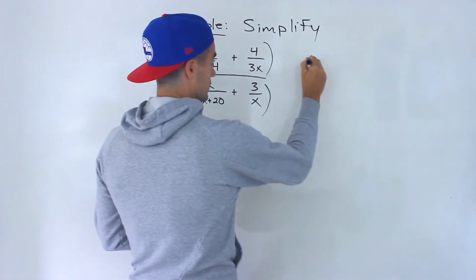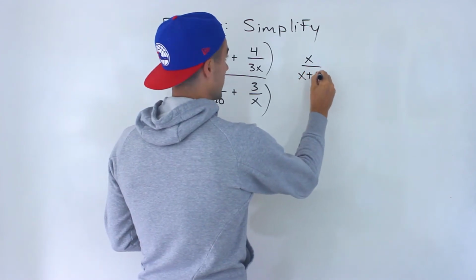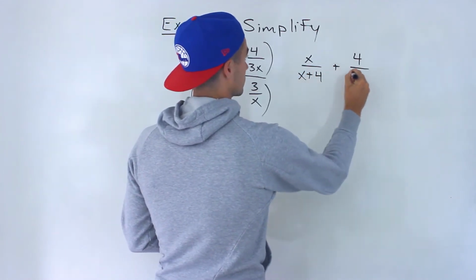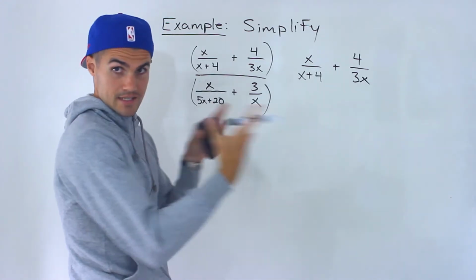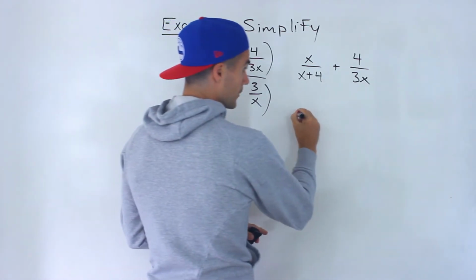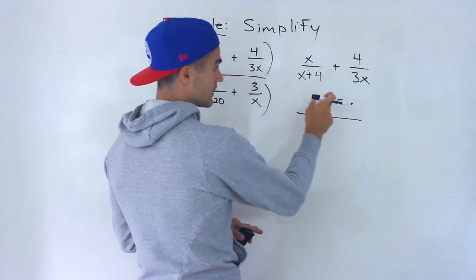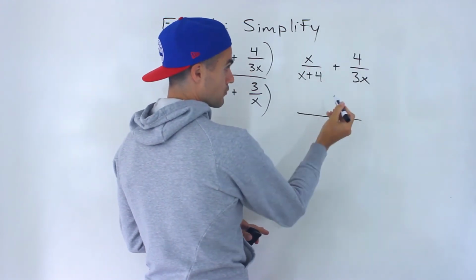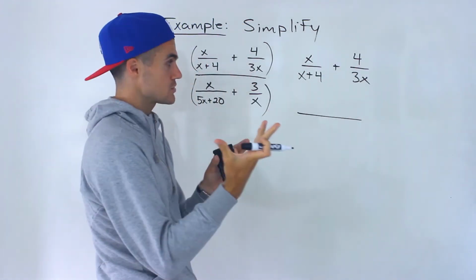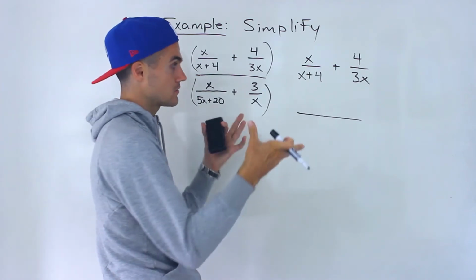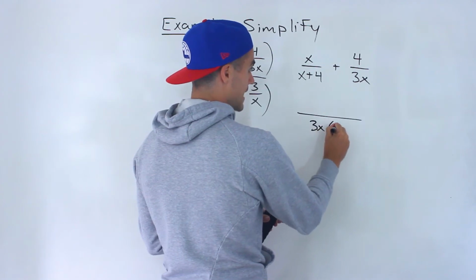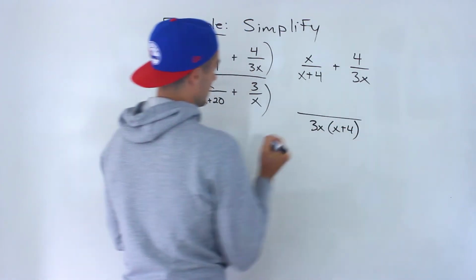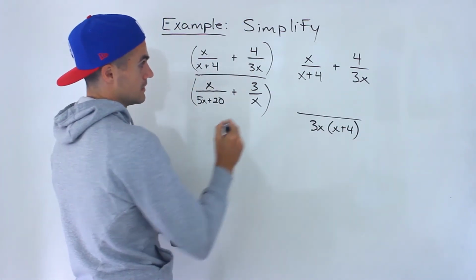So first, writing out this numerator here. To make this into one fraction, we have to get a common denominator because we have two fractions that are adding. Notice we have x plus 4 and 3x. Those are different factors, so the common denominator between them would be both of those factors multiplying. So we'll have 3x times x plus 4, like that.